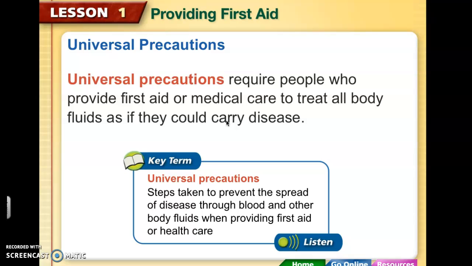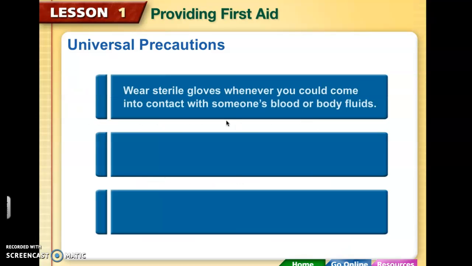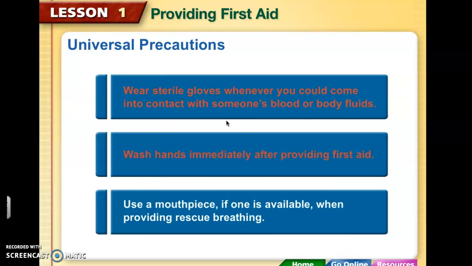So you need to treat all bodily fluids like blood, spit, saliva, stuff like that, as if they could carry disease. So universal precautions, the definition is the steps to take to prevent the spread of disease through blood and other bodily fluids when providing first aid or health care. So we have 3 universal precautions, and of course they are to wear sterile gloves whenever you could come in contact with somebody else's blood or bodily fluids, wash your hands immediately after providing first aid, and of course use a mouthpiece if one is available when you're providing rescue breathing and CPR.